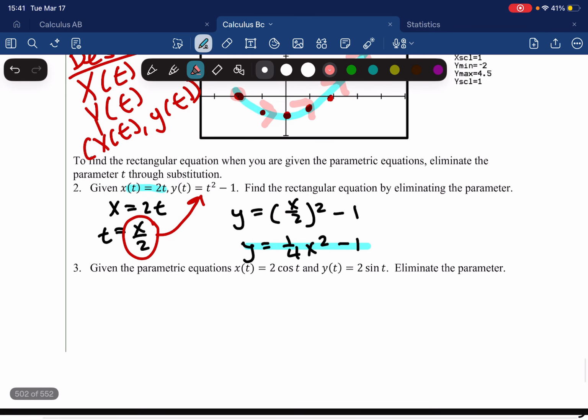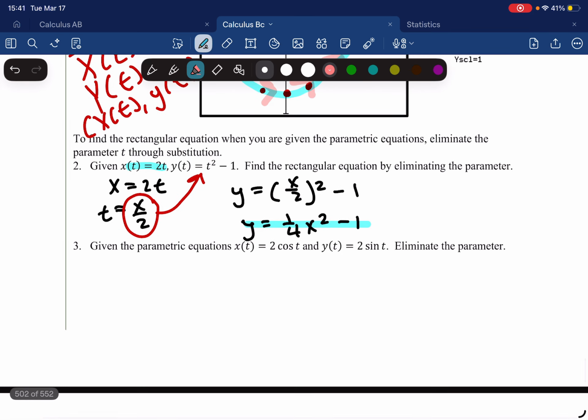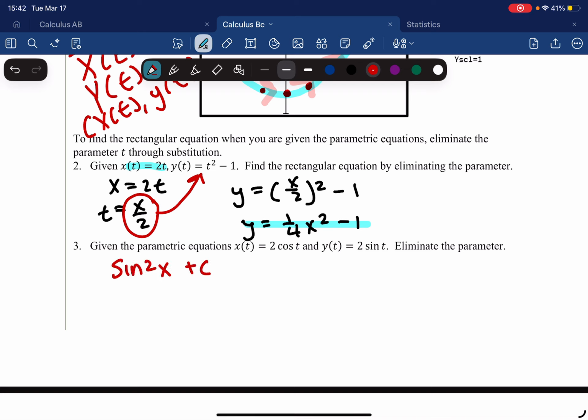Okay. And then number 3 says, given the parametric equations, x of t is equal to 2 cosine t and y of t is equal to 2 sine t, eliminate the parameter. So for this one, it's going to be a little different because notice we have our trig functions here. So in order to solve this, we need to remember this very important identity, and that is sine squared x plus cosine squared x equals 1.